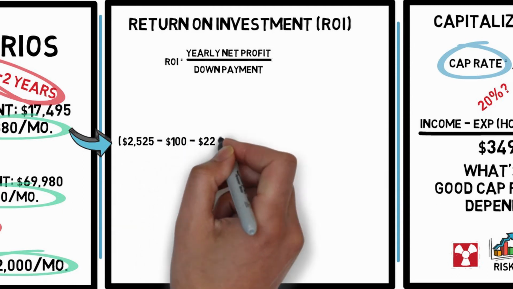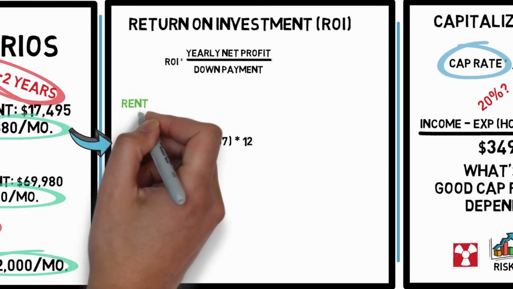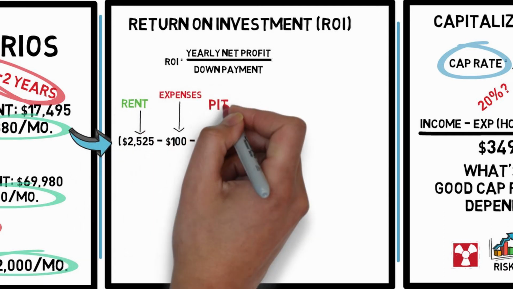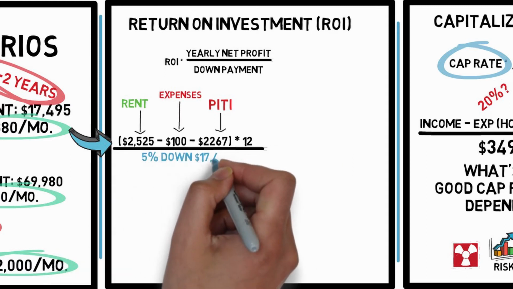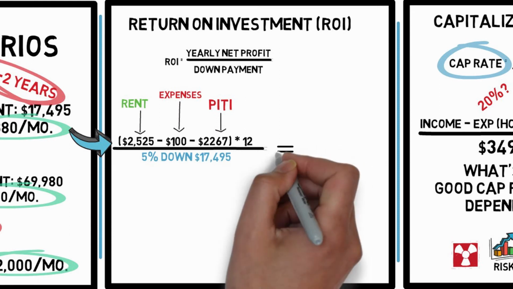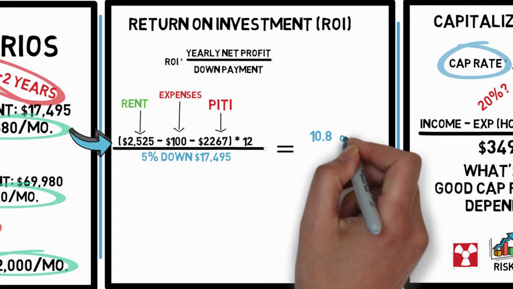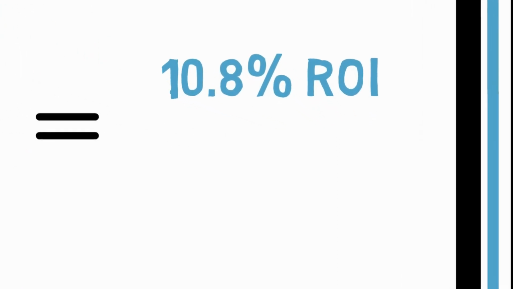Here is the 5% down calculation. Okay, you're going to get the rent, subtract expenses and PITI, remember that's principal, interest, taxes, and insurance. You're going to multiply that by 12 months because we're dealing with yearly amounts, and then divide it by your down payment. Not by the total value, but by the down payment of 5% down. This is going to result in a 10.8% ROI for this example, which means that 10.8% of your money invested will return every year.